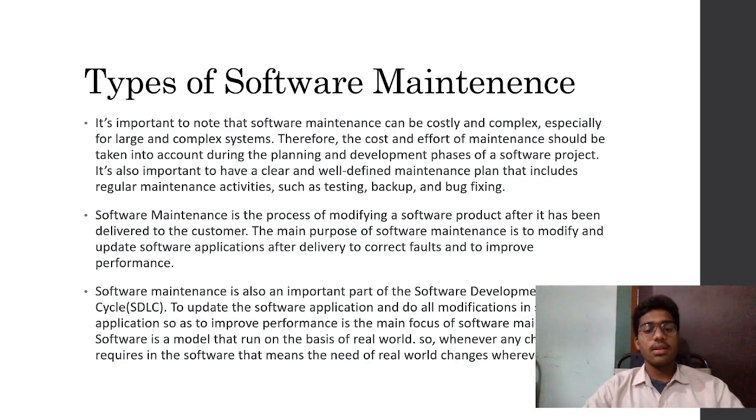Software is a model that runs on the basis of the real world. Software is a real world object. So whenever any change is required in the software, that means there is a need for real world changes whenever possible. So there are many technical or software changes, updations, or backups done nowadays. In order to have updations, the software that we provide has to be maintained in a way that accommodates further updates in the future also.